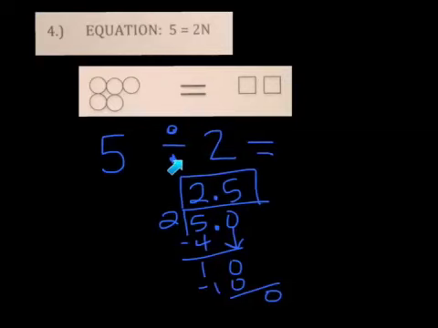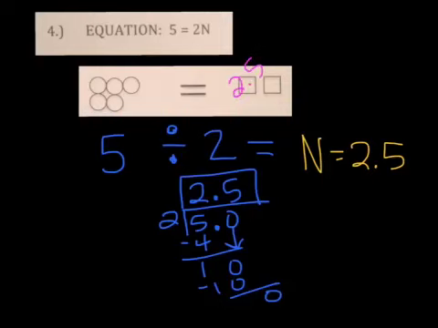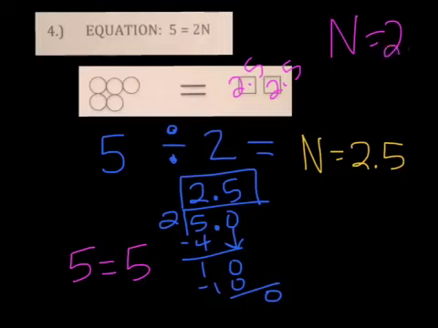If you think about this also as money, you could think about, oh, I have $5. I need to divide it or share it with 2 people. How much money would they get? They would get $2.50. So on this one, n equals 2.5. Now if I write that in the boxes, 2.5 plus 2.5. That should equal 5. So now my question would say 5 equals 5. And the n is worth 2.5.